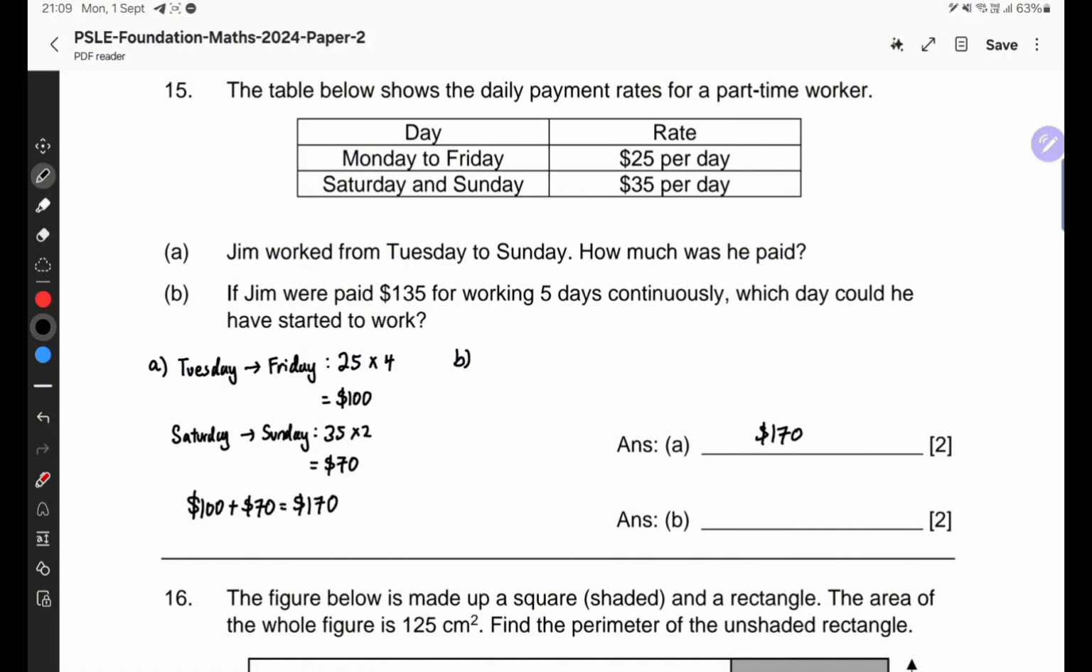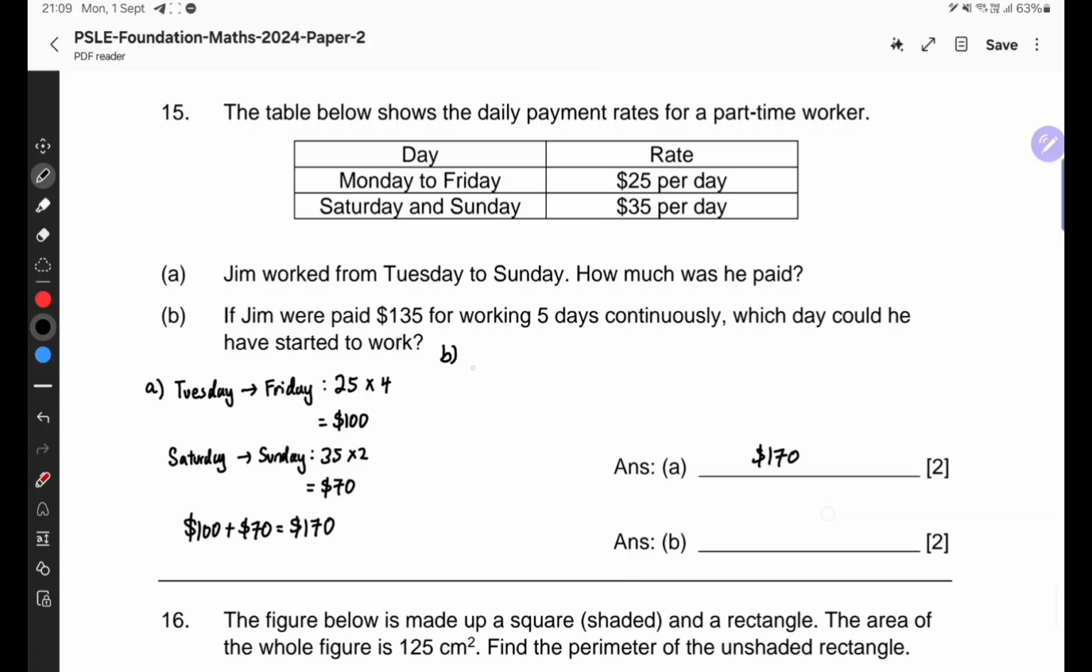Part B, if Jim were paid $135 for working 5 days continuously, which day could he have started to work? So this question is somewhat a guess and check. Okay, so first of all, we try from Monday to Friday first. Monday to Friday is 5 days. So 5 times $25. This will give me $125. But I need to be paid $135. So this is wrong.